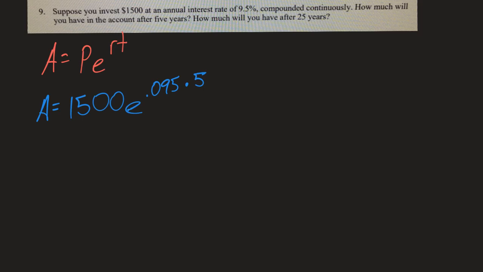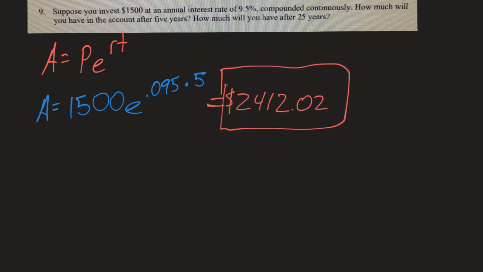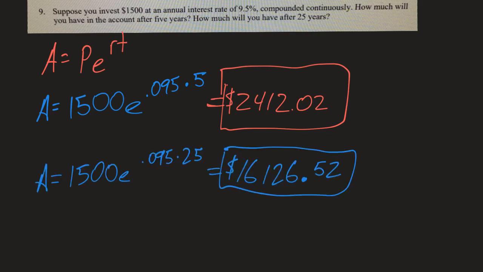Again, the E is just a constant. It's just going to be a number. We'll punch this in our calculator and see what we get. I got $2,412.02 after 5 years. Then it asks us how much is going to be left in there after 25 years. One more time, go ahead, pause, solve it, and then see if you get the same answer as me. For my answer, I got $16,126.52 at the end of that.